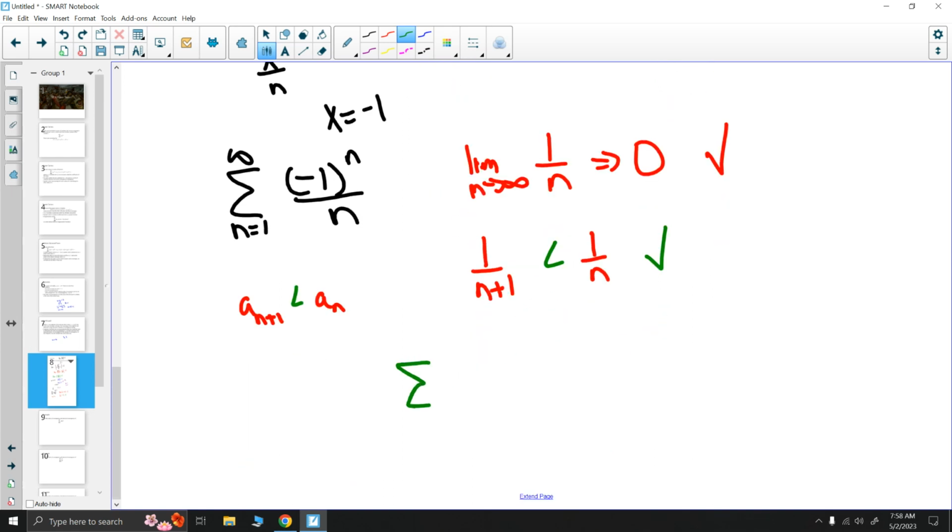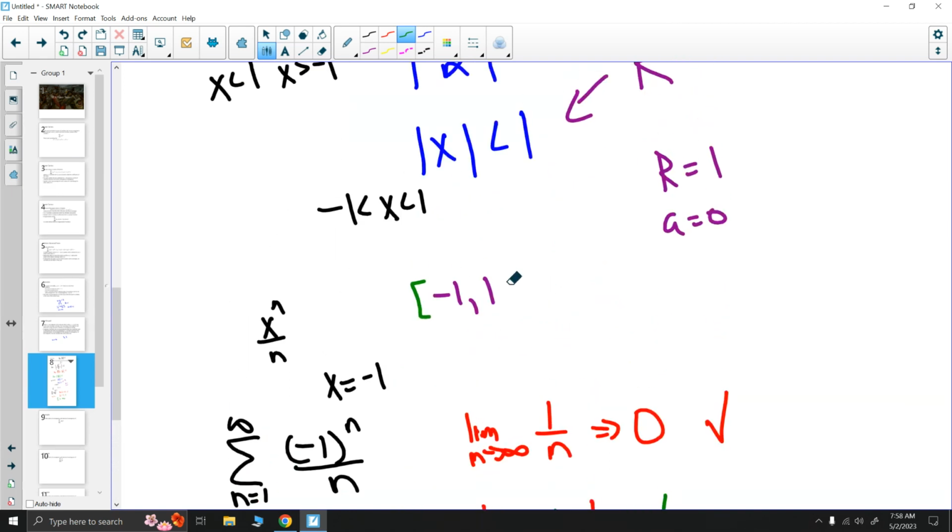So when it's 1, our series looks like this, the sum from n equals 1 to infinity of 1 over n. Well, this right here is a p-series, where p is 1. This is the harmonic series, it diverges. So, because this diverges, 1 is not included in our interval.